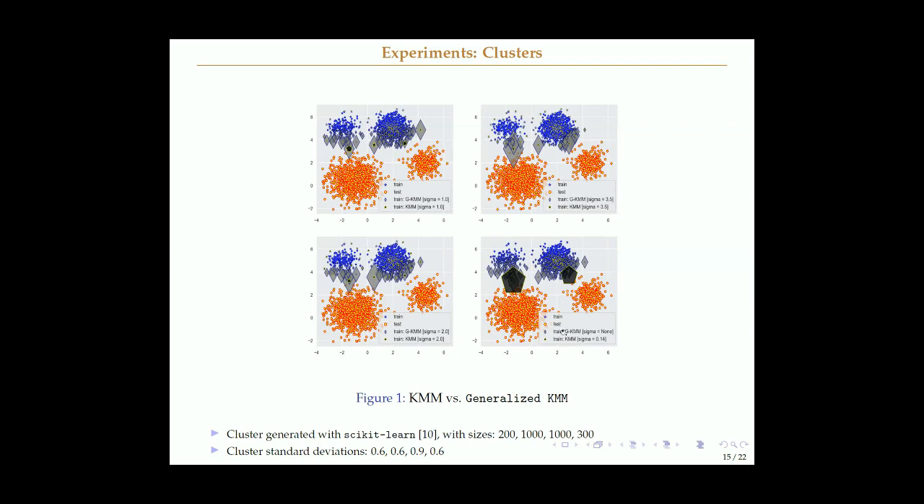Also, here in the last case, when you see sigma equal to none, sigma is taken as the default value from scikit-learn. Here and in the experiments which I will talk about, sigma is in fact related to the variance of the Gaussian kernels.